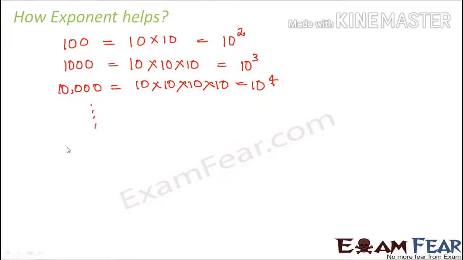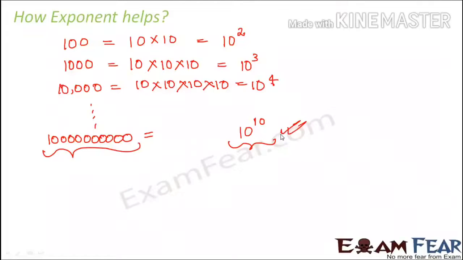In a similar way, if you talk about a number which has 1, 2, 3, 4, 5, 6, 7, 8, 9, 10 zeros, that number can be very well written as 10 to the power 10. Now you tell me which is more convenient, writing this or writing this. Definitely writing this is more convenient. So you see that these are easier representations of numbers.